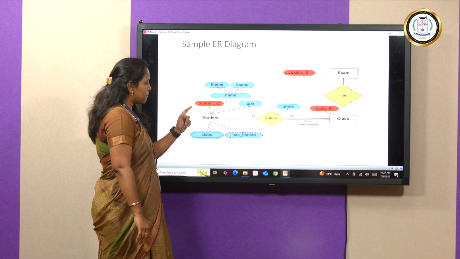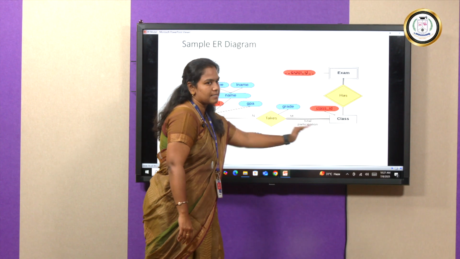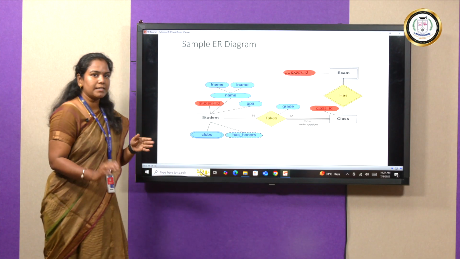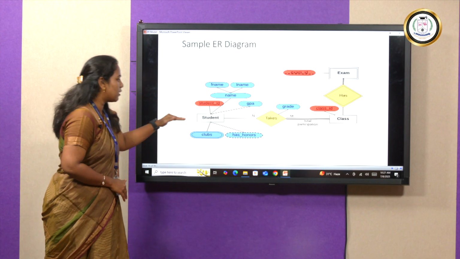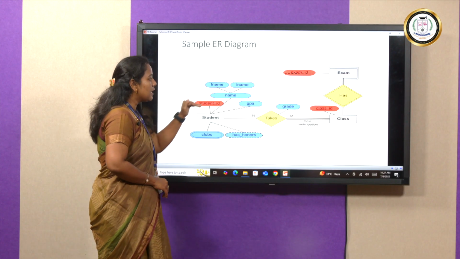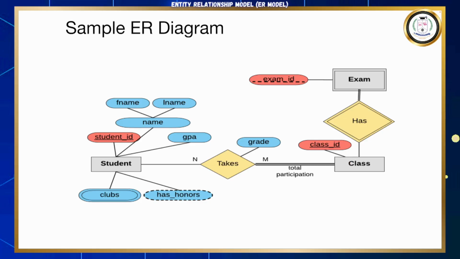So the relationship between a student entity and a class entity is student takes a class. Then class with the exam. Class has exam. So that is the relationship between the class and the exam. Now I need to define the attributes for each and every entity. For a student, I can consider the various attributes: student ID, name, GPA, clubs, honors. From the name, we can have two composite attributes: first name, last name.